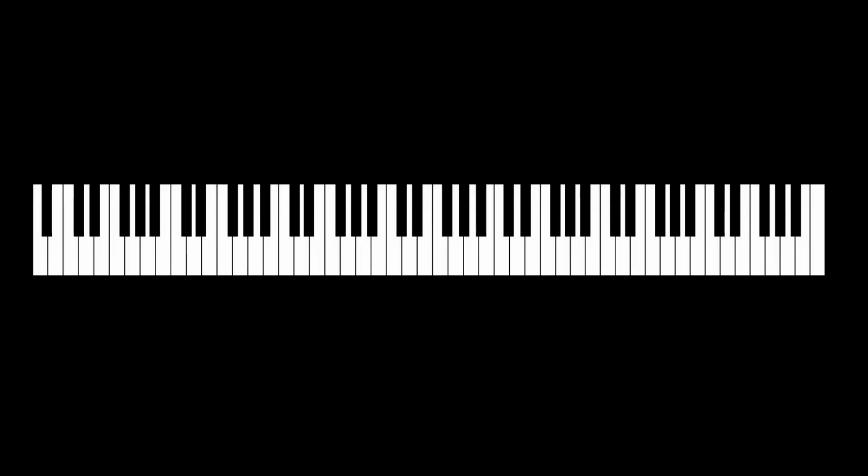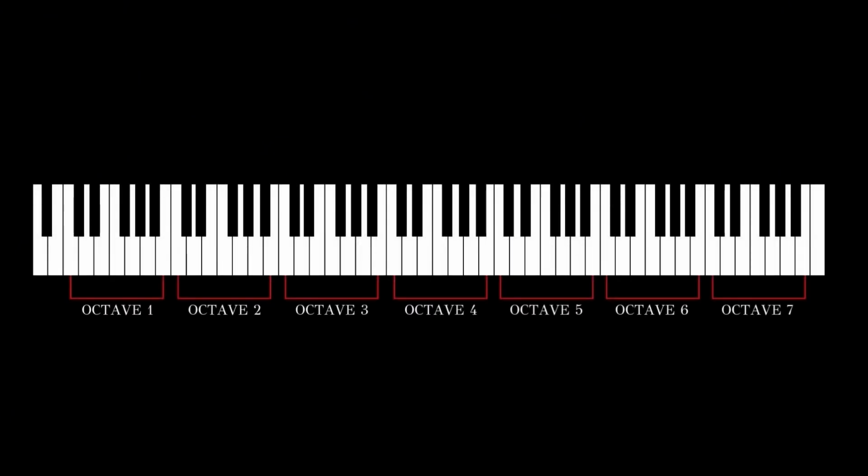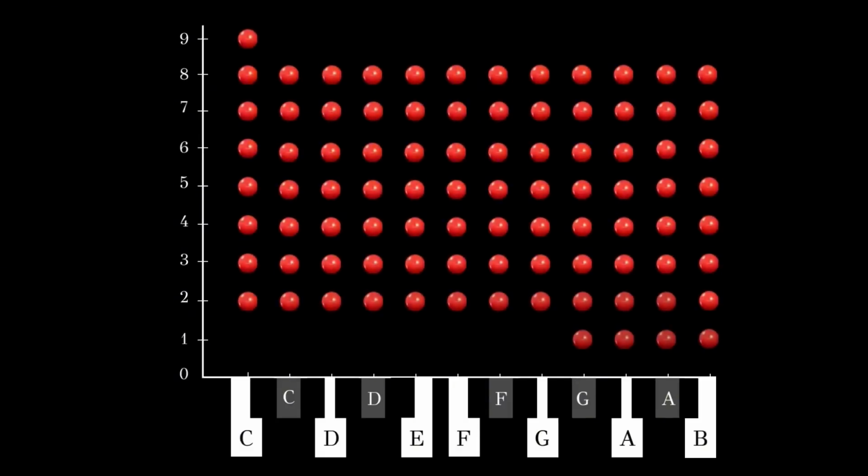Let's consider a simple example with no operations. A standard piano has 88 keys. There are 7 full octaves and 2 incomplete ones. Since each key has a corresponding note and octave, we can decompose the keyboard as so. On the x-axis, we have each note of an octave, and on the y-axis, we have each octave.